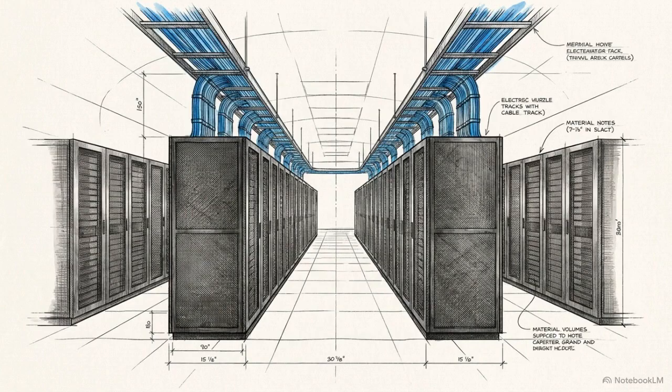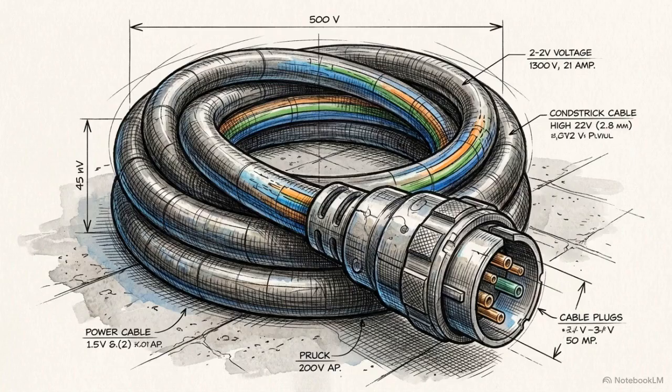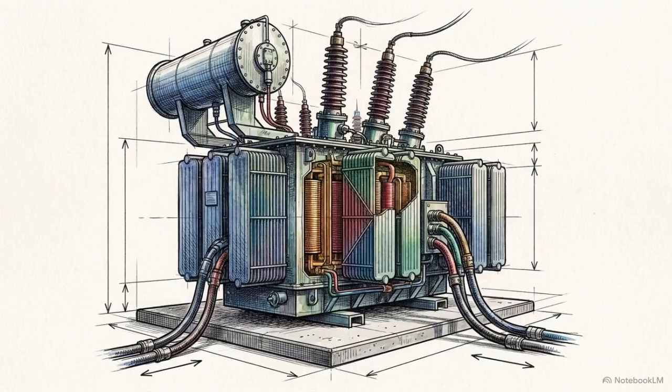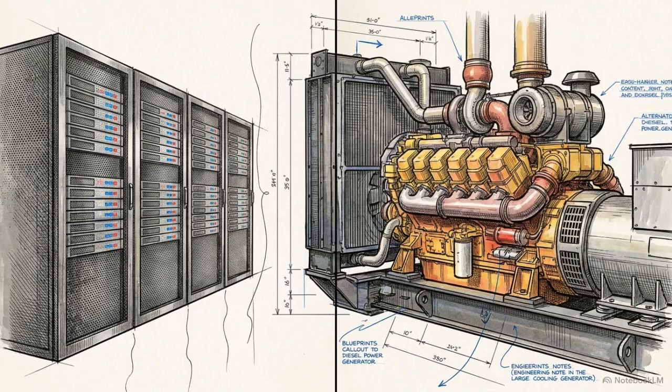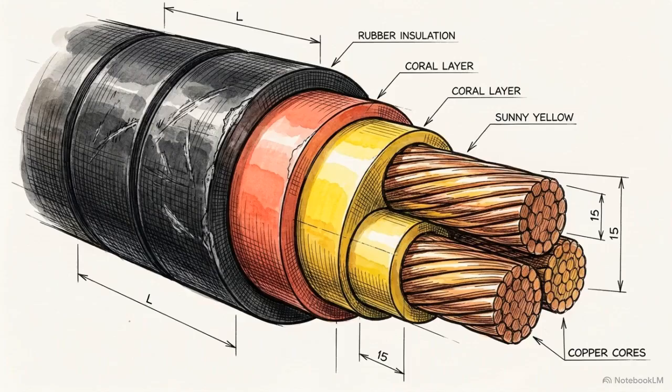TIA 942 perfectly structures the physical nervous system of the facility, but a layout of cables and empty racks is entirely inert without a resilient way to deliver massive amounts of electricity. That brings us to the Uptime Institute standard, which governs mechanical and electrical availability. While TIA dictates where things go, Uptime dictates how those things perform under stress. It is a system built strictly around fault tolerance.